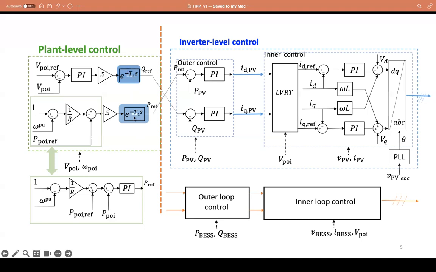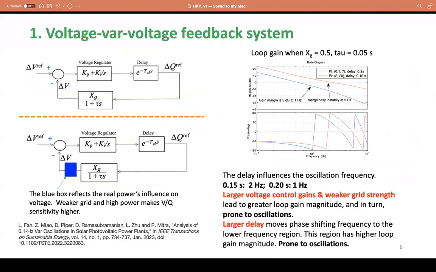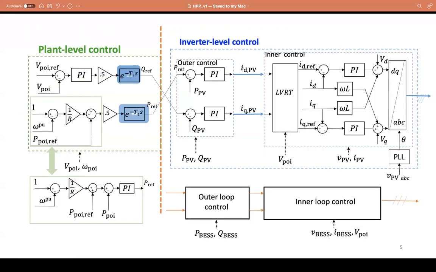And usually the solar PV delay and the BESS delay will be different values. One is called T1 and the other one is T2. And their values could be, for example, 50 microseconds or 100 microseconds, this kind of level, up to 200 or 300 microseconds, or even millisecond level. So let's look at the first issue.